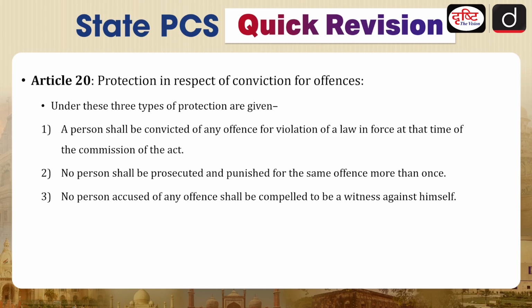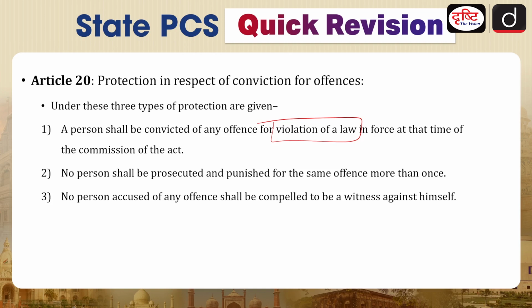Now moving further, Article 20 is talking about the protection in respect of conviction for offenses. Under this there are 3 protections which are given. A person shall be convicted of any offense only for the violation of law in force at that point of time. When that particular law is violated and at that point of time that act is considered an act against the law, only then is that protection given. So the meaning is that you can be convicted only if you have committed a crime.